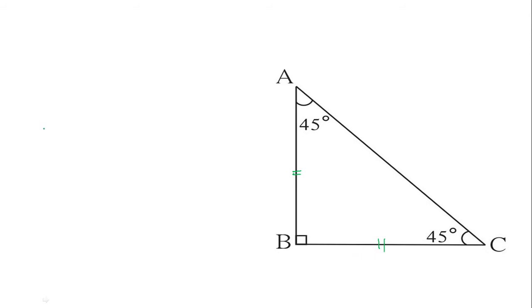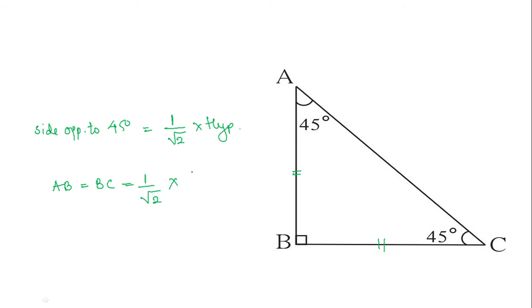And what did we learn from the 45, 45, 90 degree property? That the side which is opposite to 45 degrees, okay, that will be 1 upon root 2 times the hypotenuse. Now exactly here opposite to 45 degrees we are having two sides, one is side AB and another one is side BC. So these two are going to be 1 upon root 2 times the hypotenuse, and here who is the hypotenuse? The side opposite to B, the right angle, that is AC. Okay, 1 upon root 2 times AC.